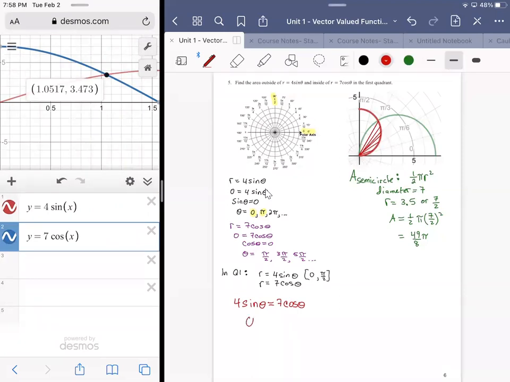So theta is approximately 1.0517. We're going to use that piece of information to help us the rest of the way. But we'll leave it there because, like I said, I don't want to run over time. All right, so let me stop the recording.